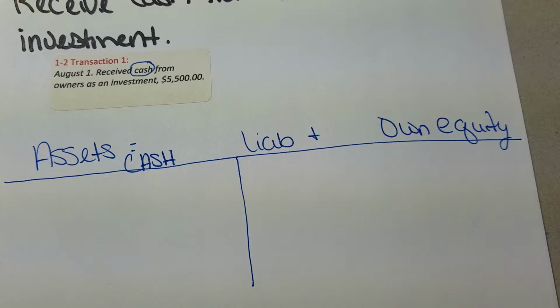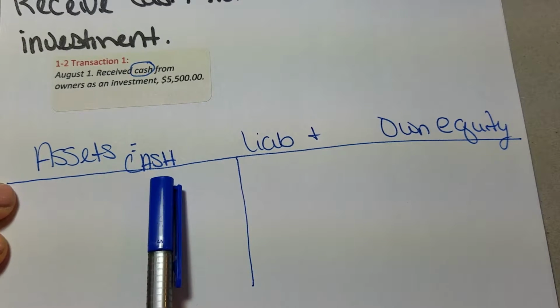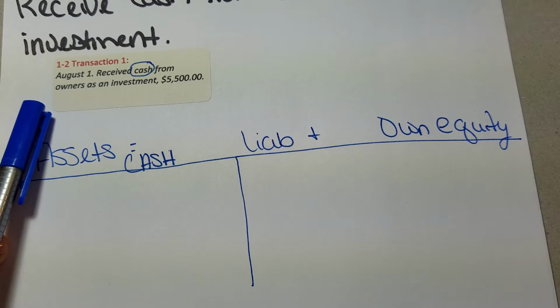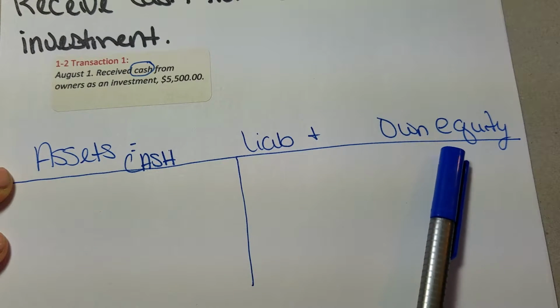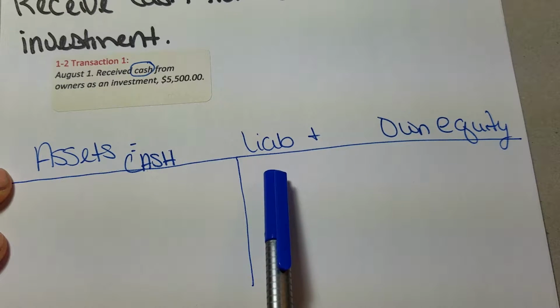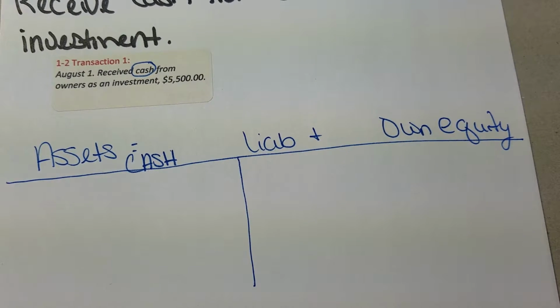So I know that that's what's happening with that one. Okay, the next thing I need to decide is, do I have another asset? Or do I have a liability or an owner's equity? Okay, if you remember, a liability was anything that was owed.